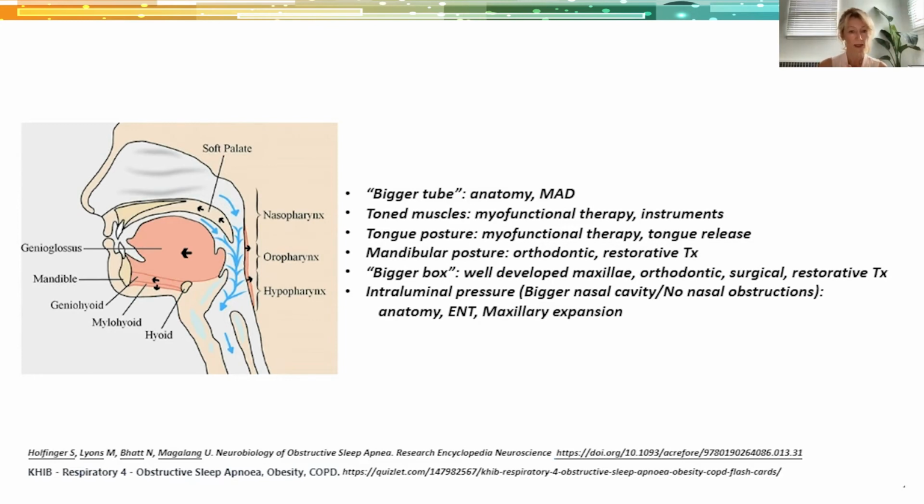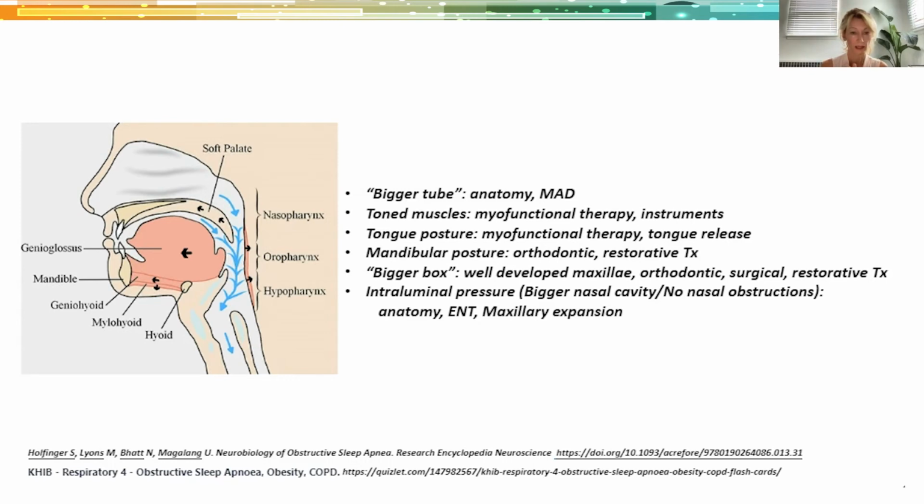This is where the concept of the bigger box comes as well. Because if we have a well-developed maxilla through proper development from birth, or later on through orthodontics, surgical treatment, or restorative treatment just to create wider arches, we can have a bigger box, more space for the tongue, and keep it away from the airway.